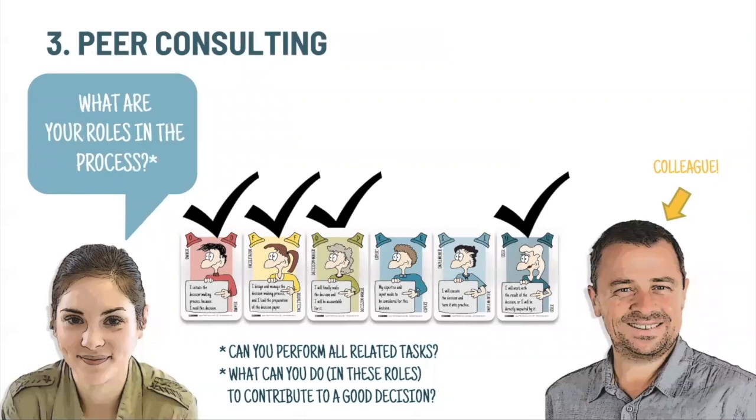Peer consulting. Of course, you can also help others to clarify their roles in the process. It helps them to reflect and gain clarity. Can they perform all the related tasks? What can they do in these roles to contribute to a good decision?